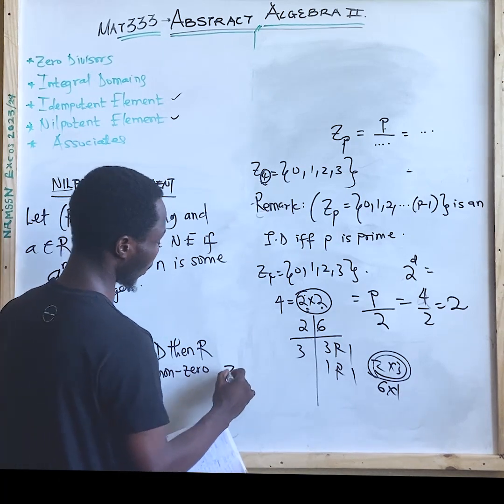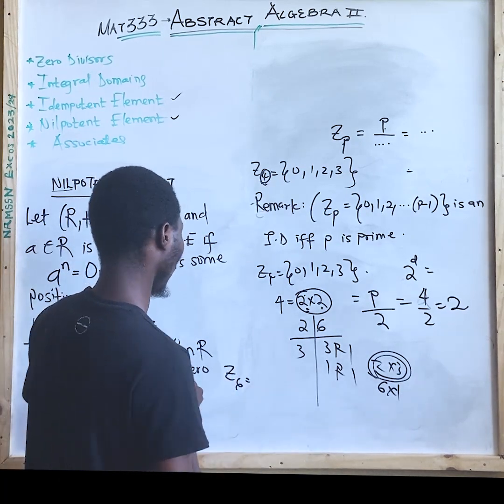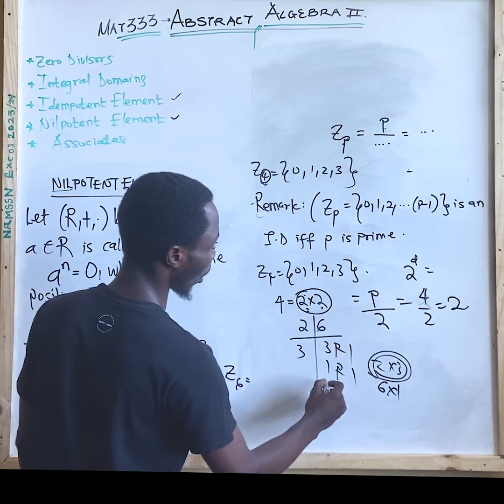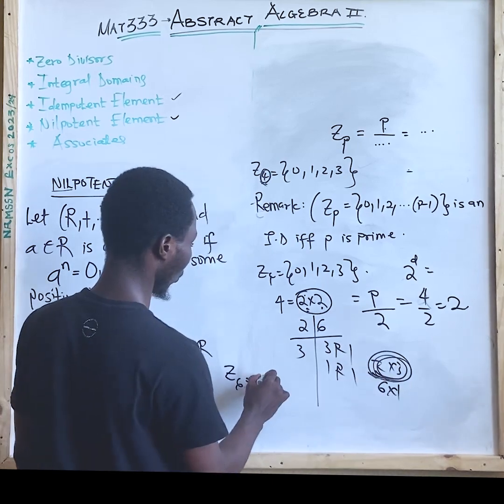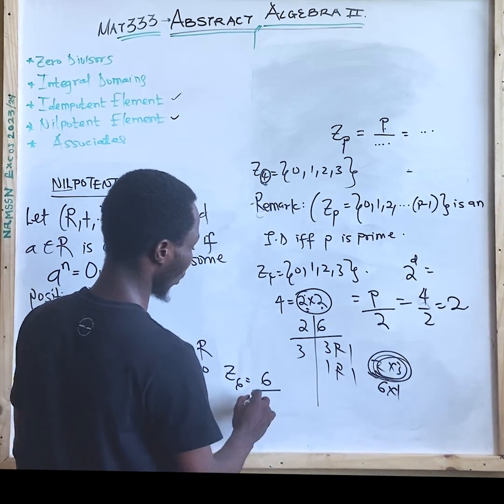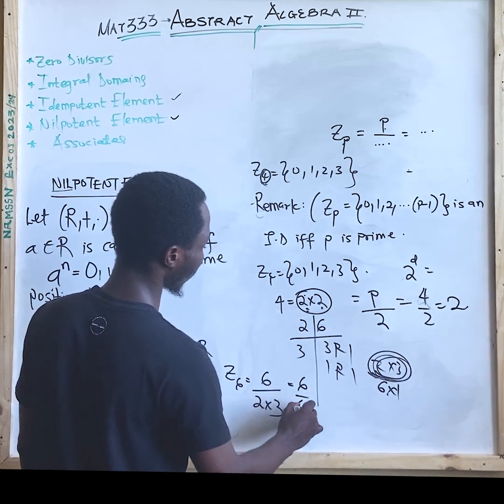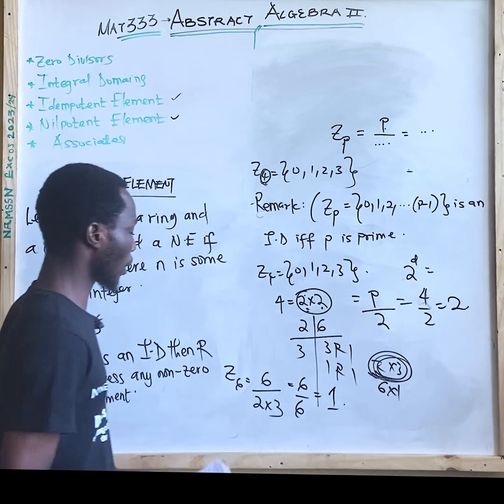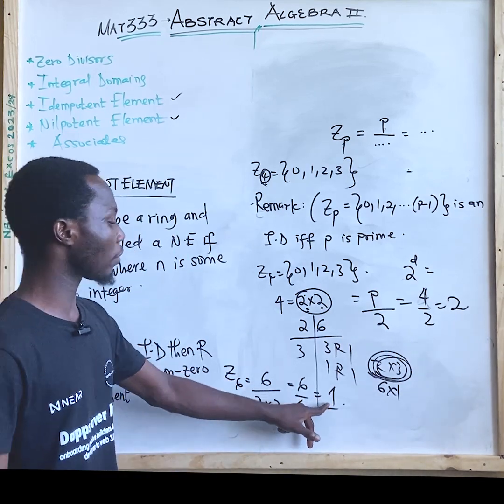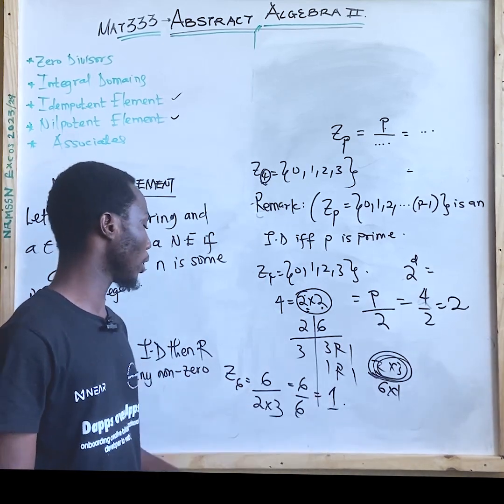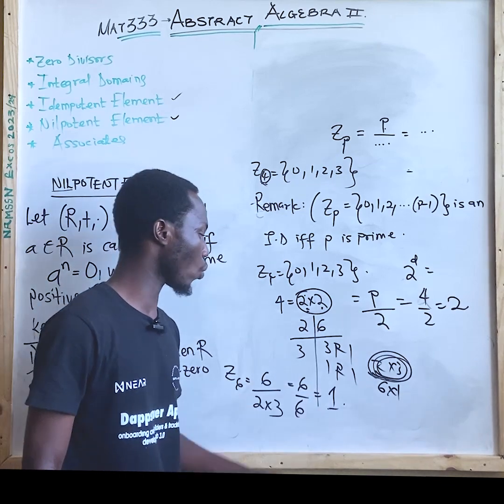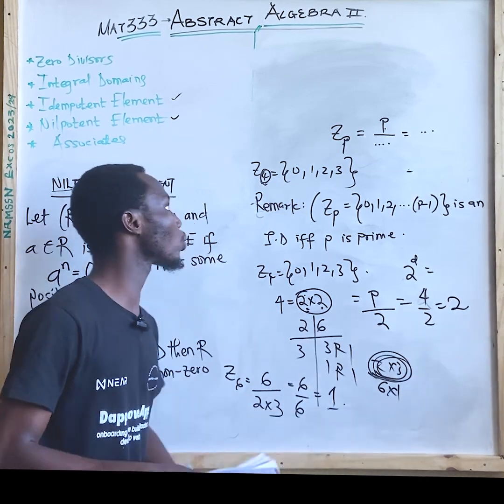If you do the same thing in Z6, so that's 6 all over 2 times 3. That will be 6 all over 6, and that will be 1. Which means that in Z6, I'm only going to be having 1 nilpotent element. It cannot exceed 1. This cannot exceed 2.